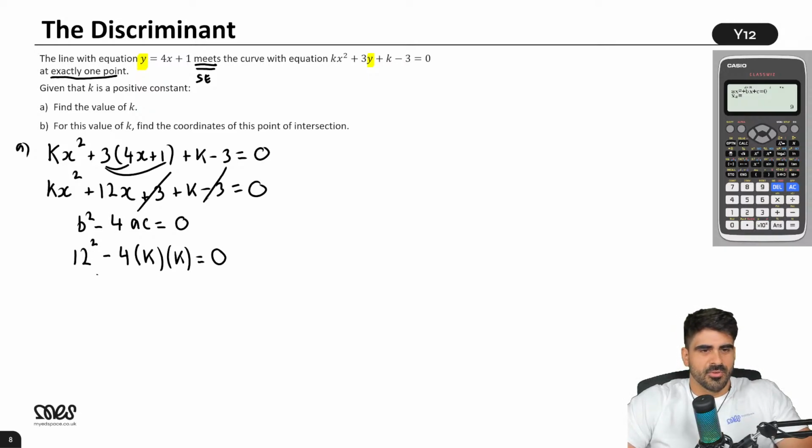So 12 squared is 144, minus 4k squared is 0. Then what do we do?